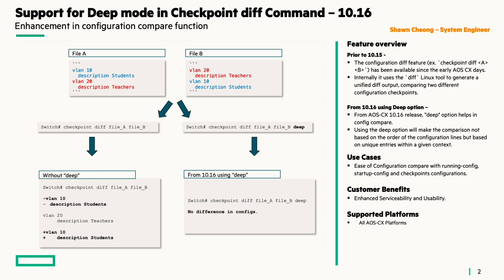Here is an example. File A and file B have the same VLANs, but the order is different. Without diff mode, the diff tool shows them as different. With diff mode, the switch sees they are the same and shows no difference. This is really helpful when you use templates or import external configs.